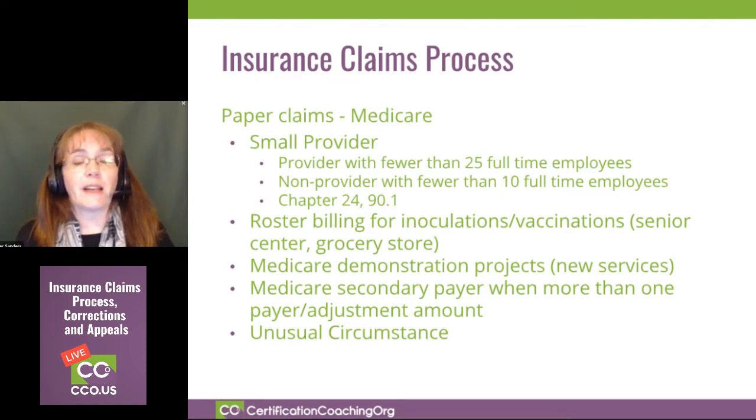Of course, your Medicare secondary payer, when you have more than one payer, and that's where we got into some of that coordination of benefits. What if they have work comp and then Cigna primary and then Medicare? So there's a lot of different ways that you could have more than one payer. They'll want that claim on paper as well. And then they have some unusual circumstances as well that they outline. So typically, you're not filing a paper claim to Medicare.